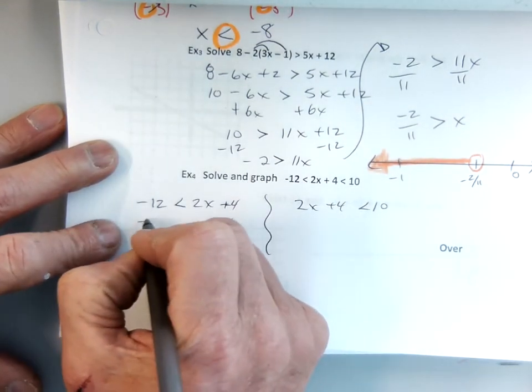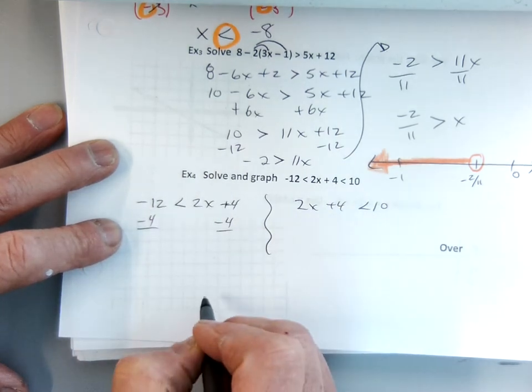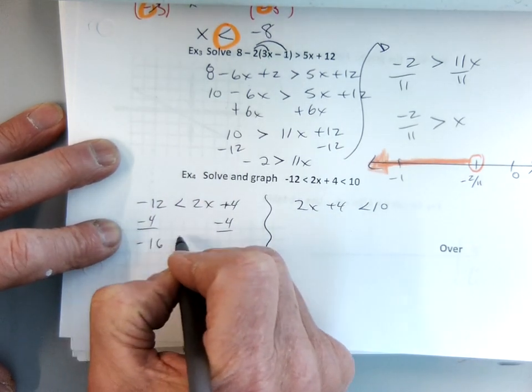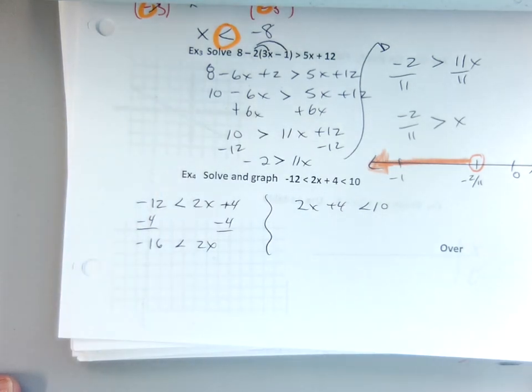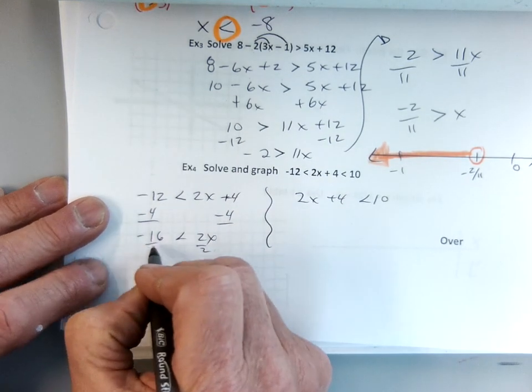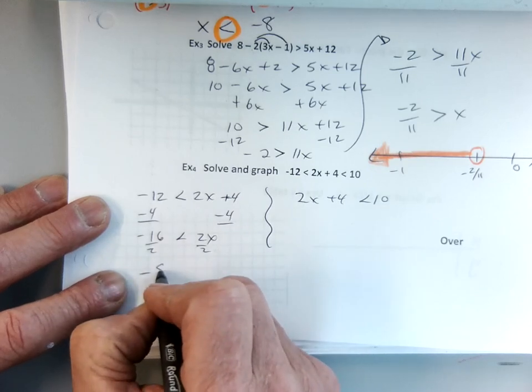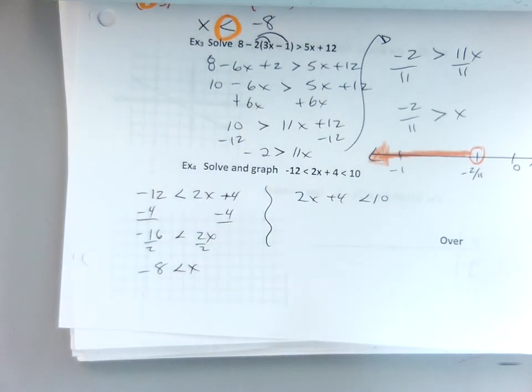Minus 4, right? Negative 16 is less than 2x. Divide by 2. Negative 8 is less than x. I think we did this one on the warm-up, didn't we?